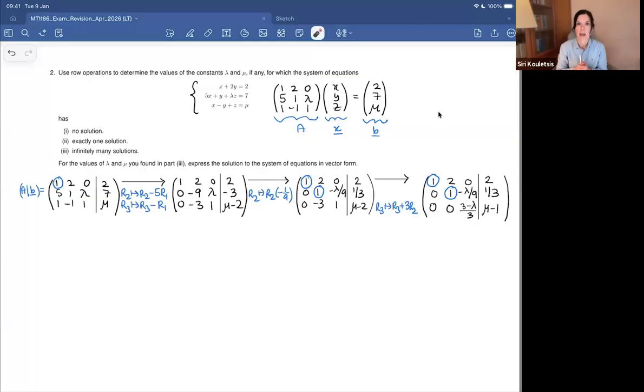So have a think about now, are there values of lambda and mu for which the system has no solution? So you need to look at this here, and in particular, of course, here we need to focus on the third row. Have a think about that.